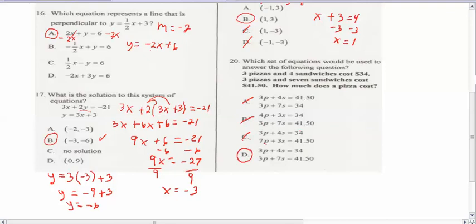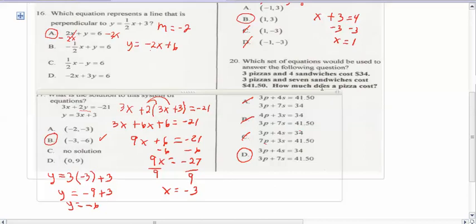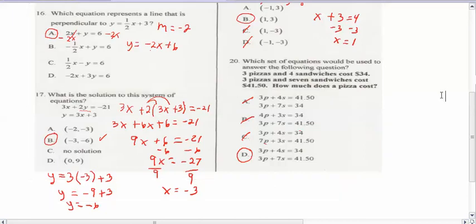Alright, so we just did 1 through 20 on our district assessment review. Check your work, and ask me any questions you might have.